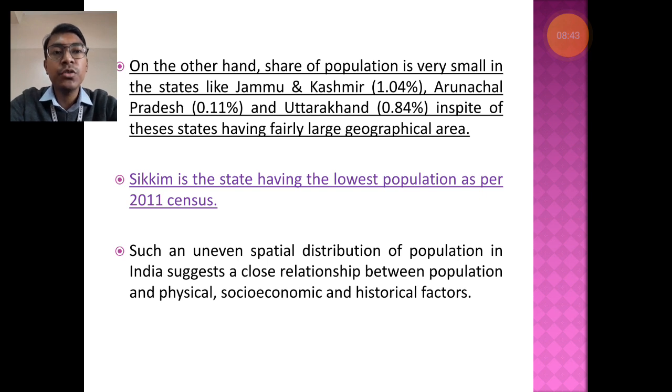So why is there such uneven variation? See, such an uneven spatial distribution of population in India suggests a close relationship between population and physical, socio-economic, and historical factors. Because of these, there is such uneven variation in population within our country.